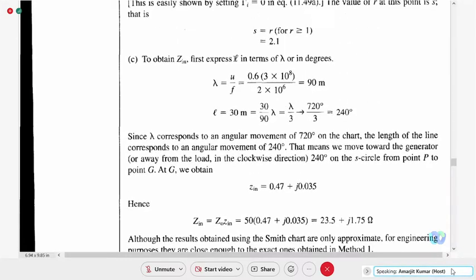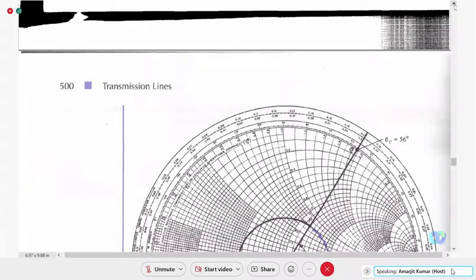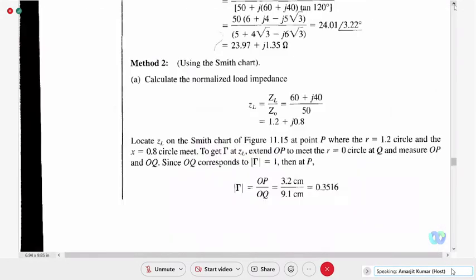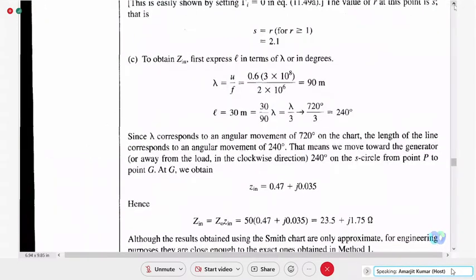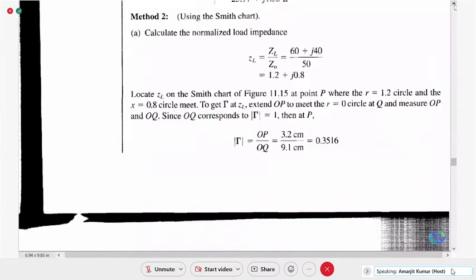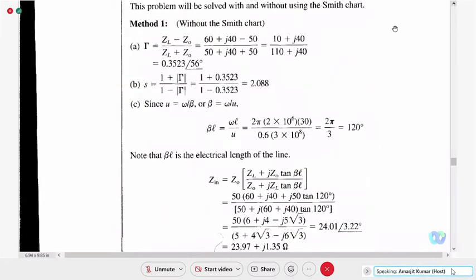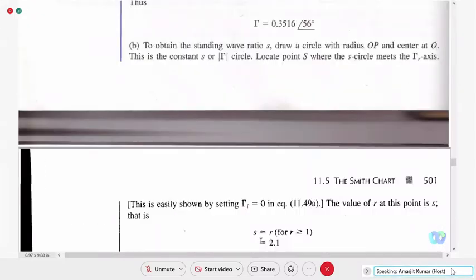Okay. Using theory, what is the exact answer? It is 23.97 plus j1.35. What we had calculated is normalized. Now multiply by Z naught: 23.5 plus j1.75. So see here, j1.75, but exactly it is 1.35. 23.97 is exact. I told you the Smith chart will not give you the exact thing, but it will give you a result close to the exact result.